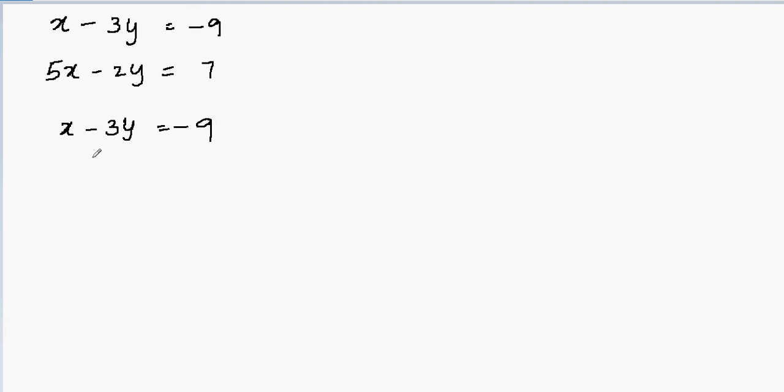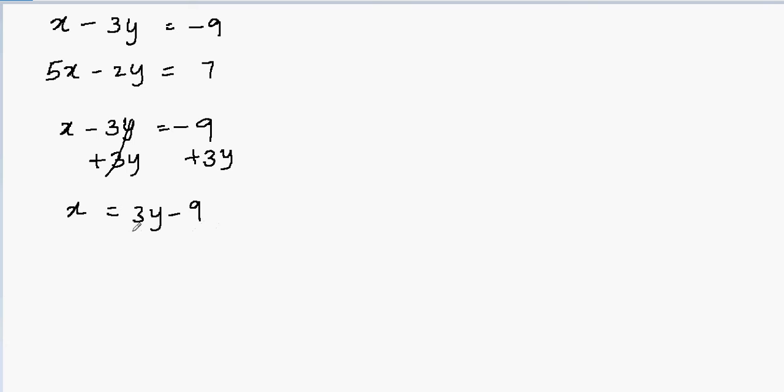Now I have to solve this for x. So what I'm going to do is I'll get rid of -3y from the left hand side. So I'll add 3y on both the sides. Add 3y on both the sides. On the left hand side I have x, and -3y and +3y will cancel out each other. On the right hand side I have -9 plus 3y, but I'll write the variable first. So 3y minus 9. It's always a good habit to write the variable first, then the constant value, then the number. So here I have an expression, x equals 3y minus 9.